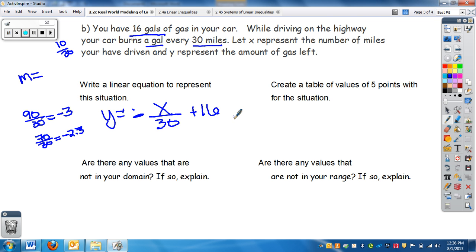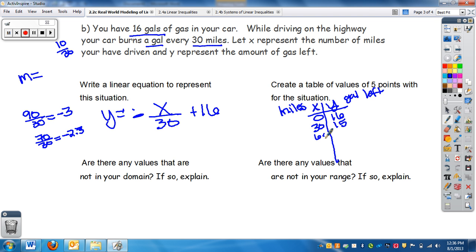All right, create a table of values of 5 points with the situation. Many points you can think of if you drove 0 miles. Remember, you should label these: miles, and this is gallons left. You have 16 gallons left in your car. You probably wouldn't want to go up by ones because you're not going to change the 16 very much. You can go up by tens, might be a little easier, or you can go up by 30s to get nice numbers. If you drove 30 miles, that means you burned 1 gallon, so that is 15.